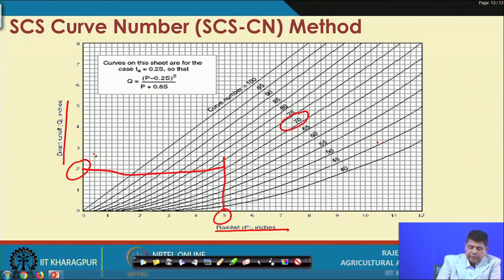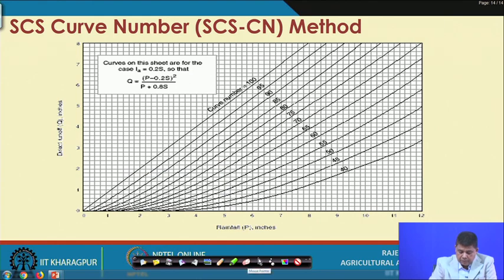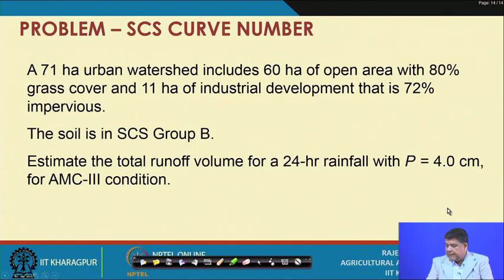So, if you know your rainfall and the curve number, then you can directly read the expected value of direct runoff from this curve, instead of using the equation. The same equation is also used for developing these nomographs. So, after knowing the entire background, let us take a problem and see how to estimate the direct runoff volume using the SCS curve number.